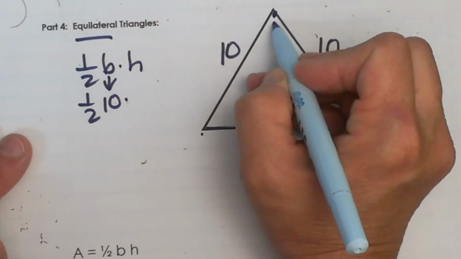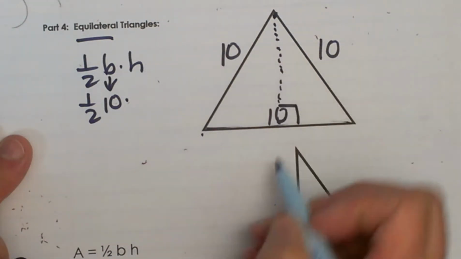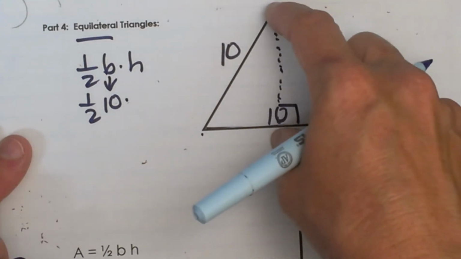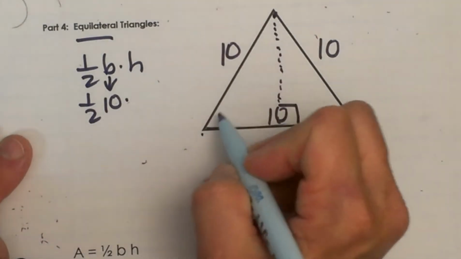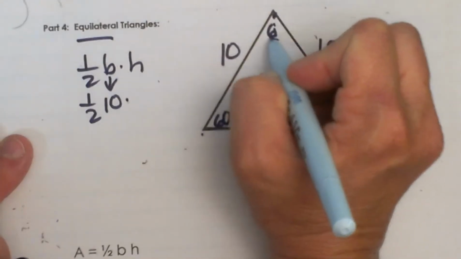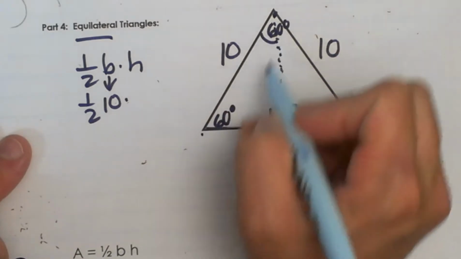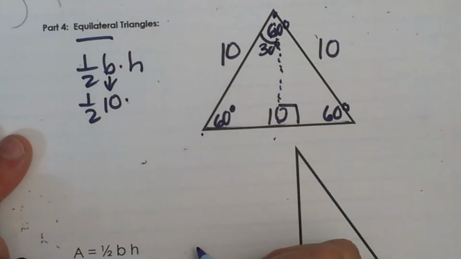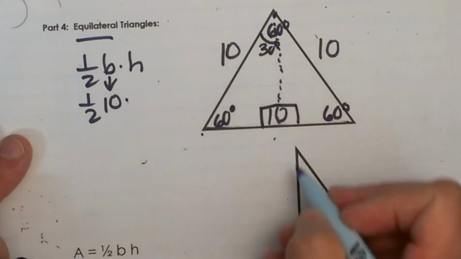Height is always from the apex, which is the top vertex, down perpendicular to the opposite side. So I've drawn in an altitude here to be the height. We don't know that length. How can we figure it out? Well, we know in an equilateral triangle, all three angles measure 60 degrees. When I draw this altitude in, it breaks this 60-degree angle in half and makes it 30. Now you might recognize it. We have a 30, 60, 90 right triangle.